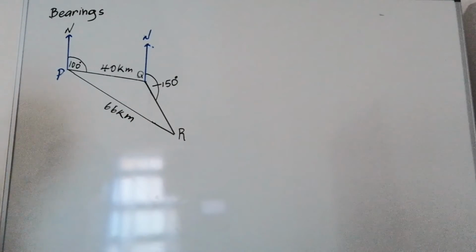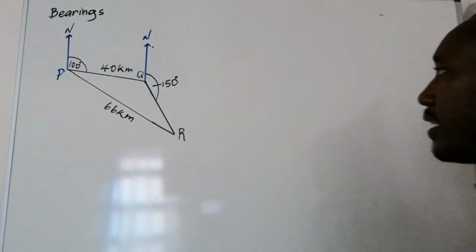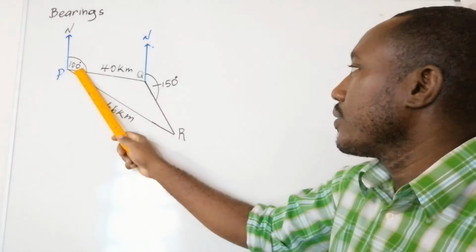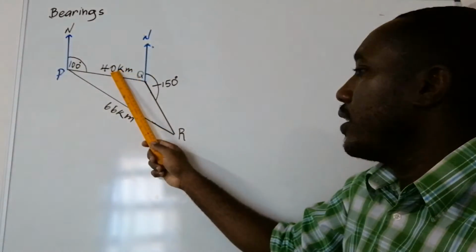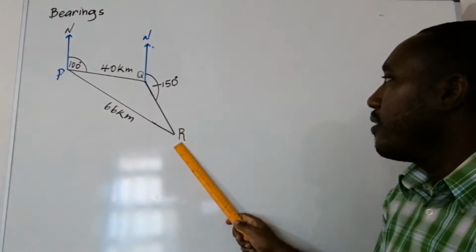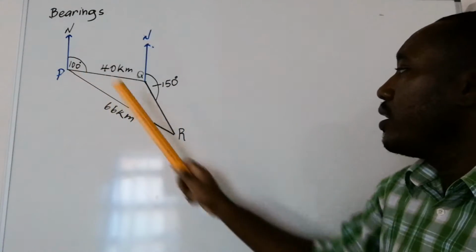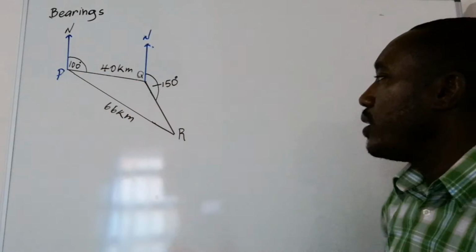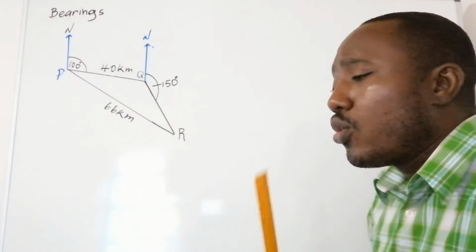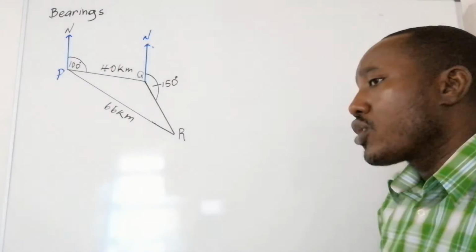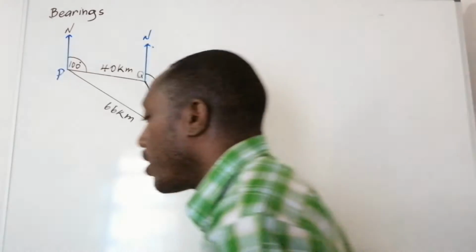Now, here we have our diagram, and what we have in the diagram is the information that is given. Note, first of all, it says that the bearing of Q from P is 100 degrees. The distance of PQ is 40 km. The bearing of R from Q is 150 degrees. And the distance between P and R is 66 km. So we have all the information in this diagram. Let's now start answering our questions.